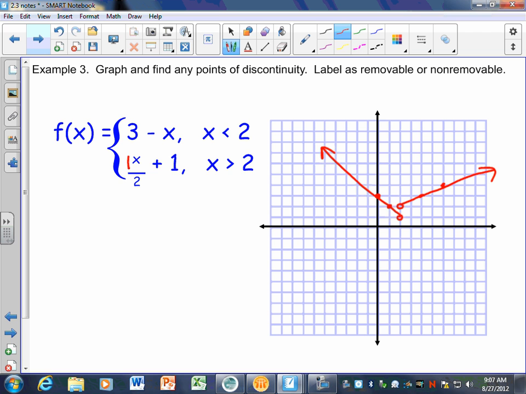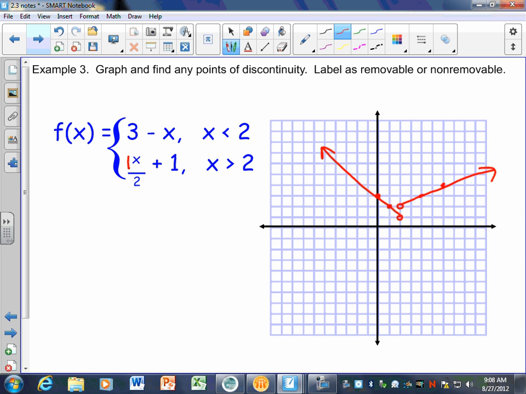So, obviously this is discontinuous, but if one of those was a closed circle and not an open circle, it would be movable. Why is it hard to just move it down?